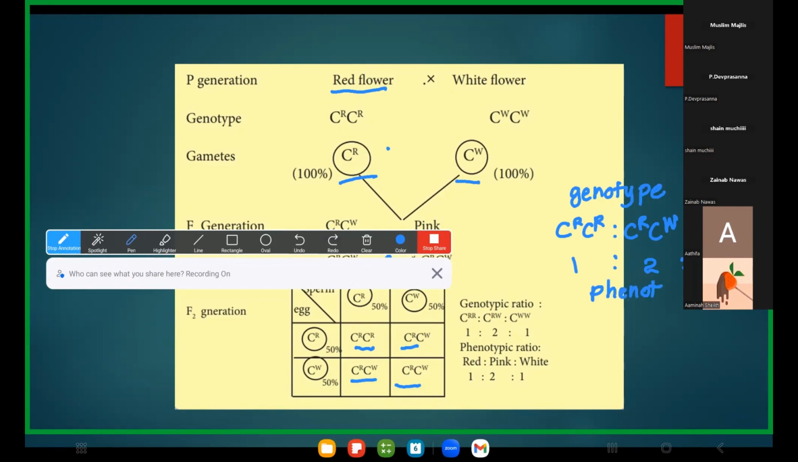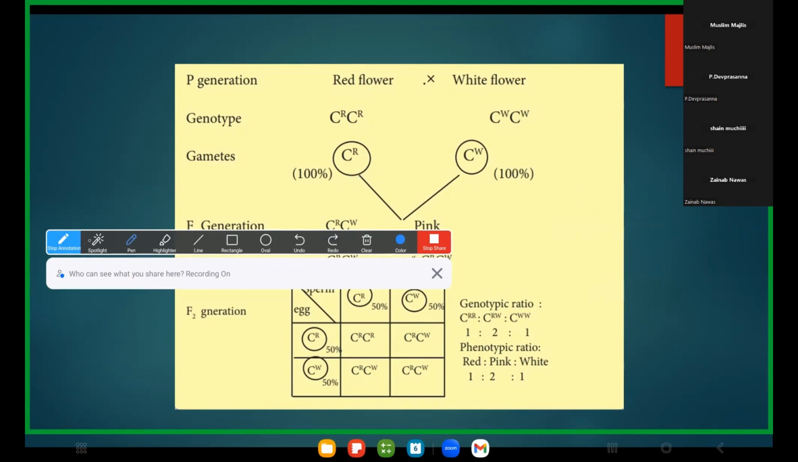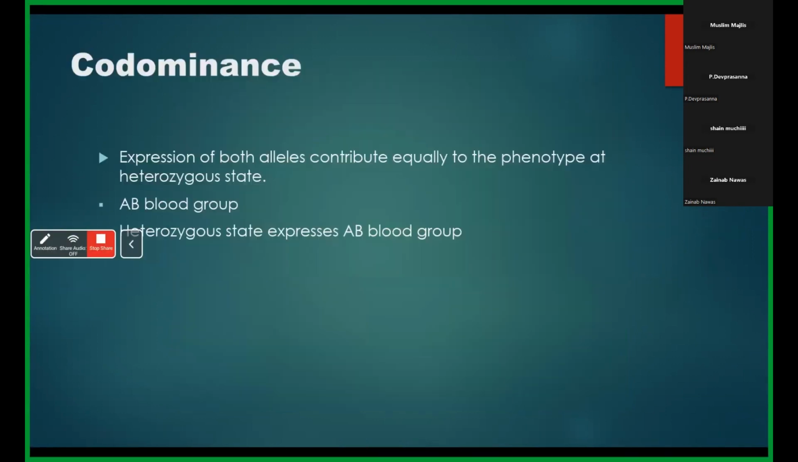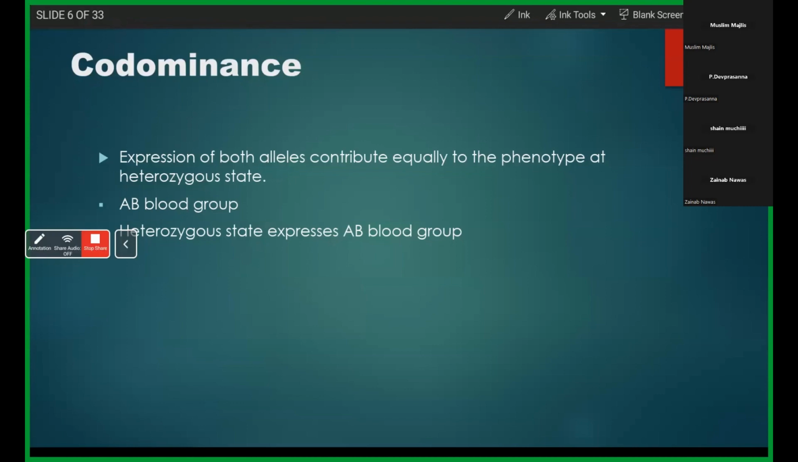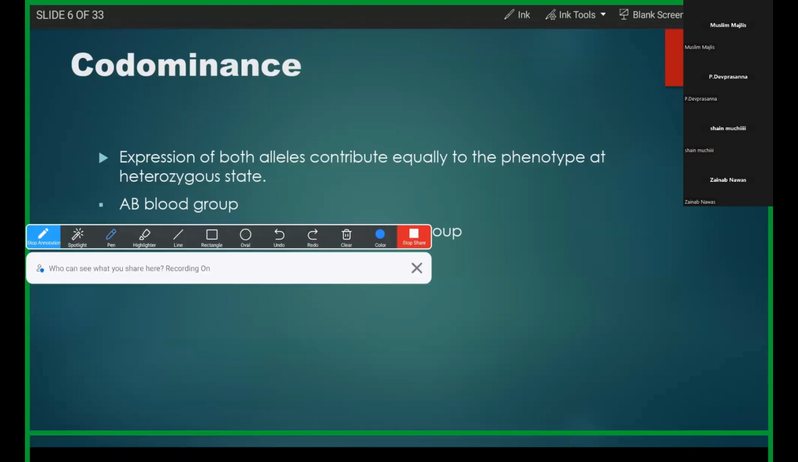So this is incomplete dominance, where we have an intermediate phenotype between the two characteristics expressed by the two different alleles. And then codominance. Codominance is where two alleles contribute equally to the phenotype in the heterozygous state.